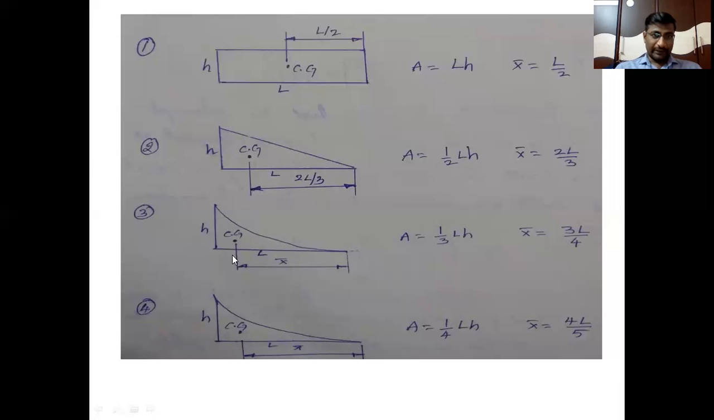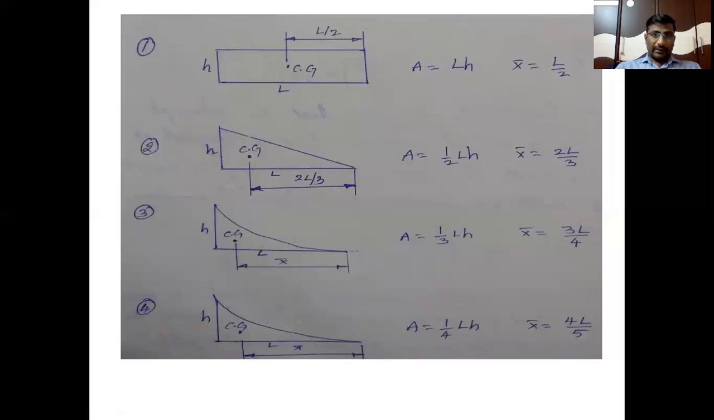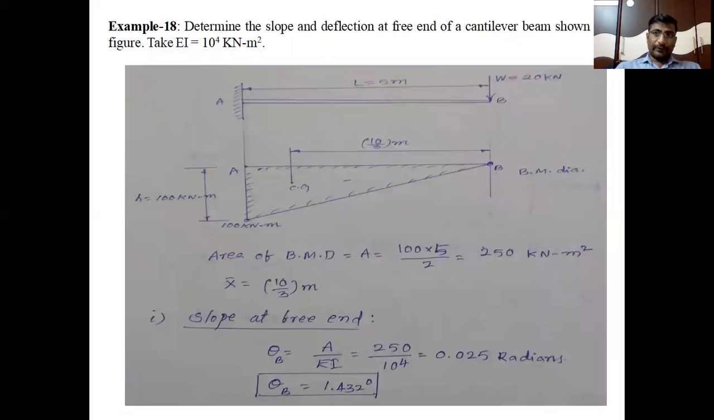For parabolic curve, center of gravity from apex is 3L by 4. Like that, you have to remember these formulas. LH by n plus 1 and L into n plus 1 by n plus 2 are the formulas for different shapes of bending moment diagrams. Okay, let us go for the first problem by using moment area method. Determine the slope and deflection at the free end of a cantilever beam as shown in figure.